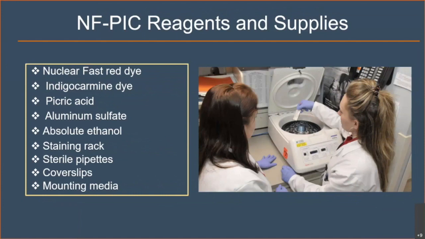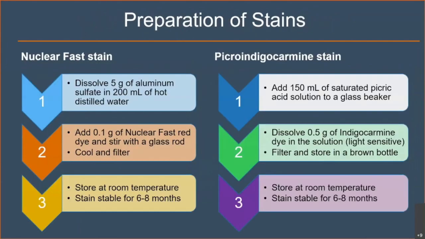The reagents and supplies used for NFP are shown in this slide. Next slide. The preparation of the stain involves, number one, the nuclear fast stain, which is a red stain, and this is prepared by dissolving 5 grams of aluminum sulfate in hot water, to which 0.1 gram of nuclear fast red dye is added, and this stain is stable for 6 to 8 months at room temperature.